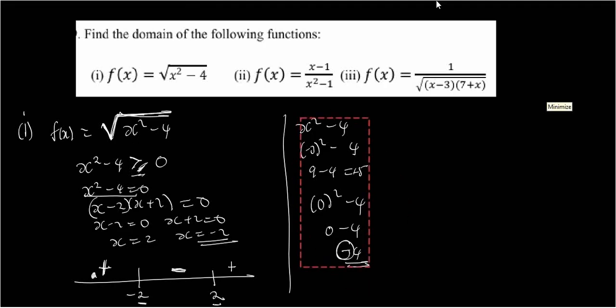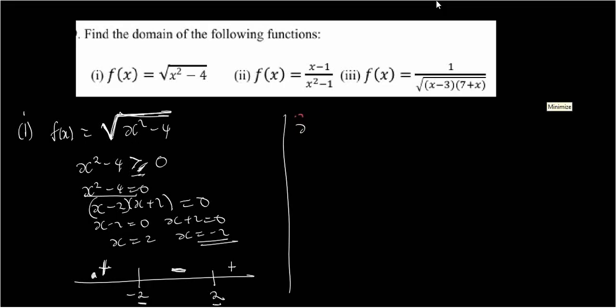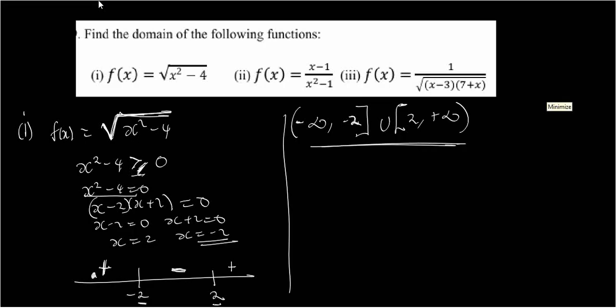So in here, what will be my domain? My domain will be from negative infinity to negative 2, included. Why is it included? Because here we have said that it is less than or equal to, so it's supposed to be included. Then union, this side again is supposed to be included, 2 to positive infinity. That's what it means there.